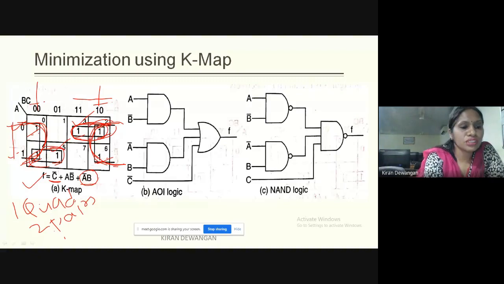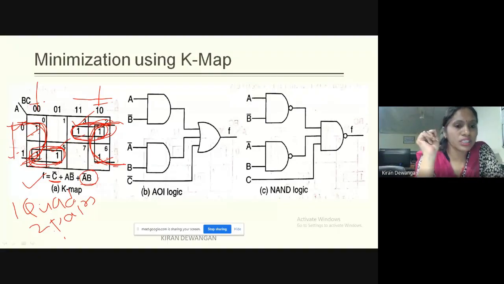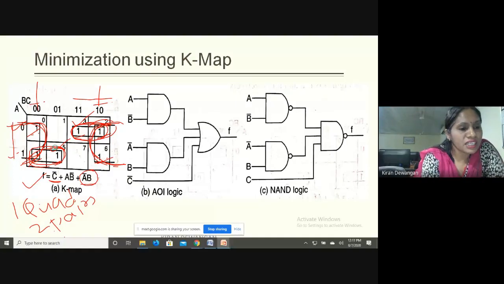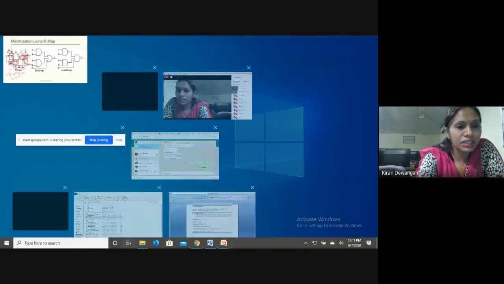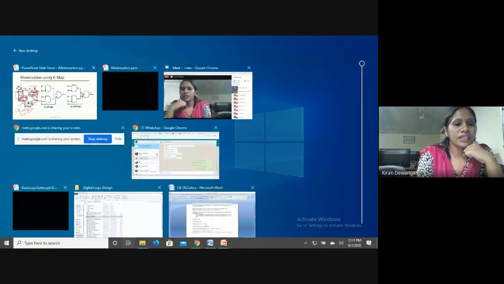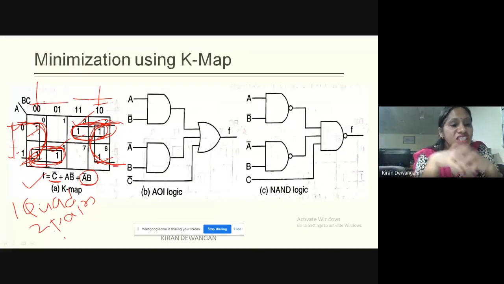Now coming to the third pair, that is first quad, second pair and third pair. Clear? So in this one, A is 1 and what is common in these two? It's just BC is 0, 0 and it is 0, 1. So what is common? B bar. So we are getting second term, A B bar. Clear? So this is how we are getting our terms after reducing the pairs and the quads. So this is our final expression.